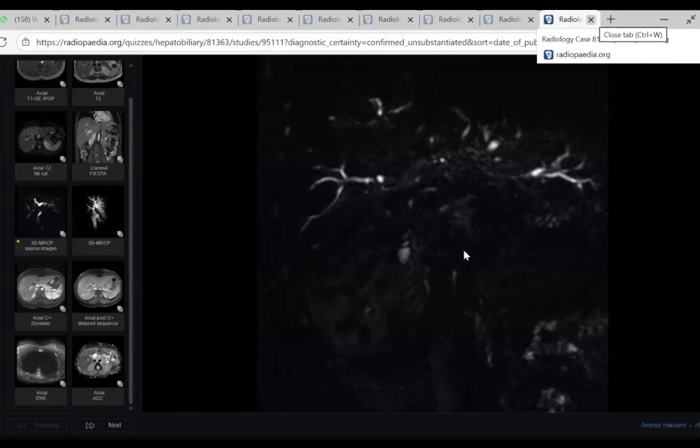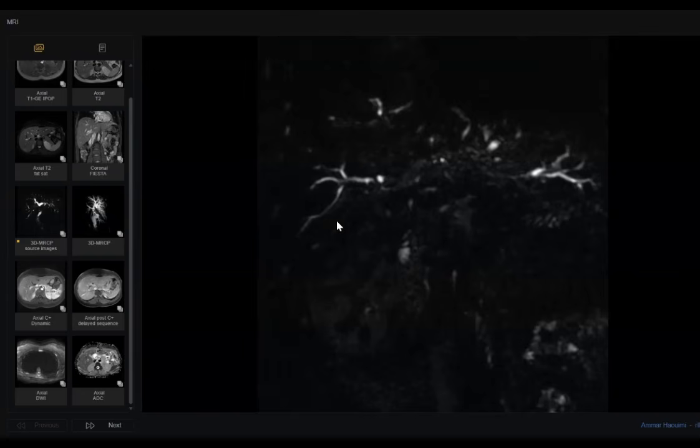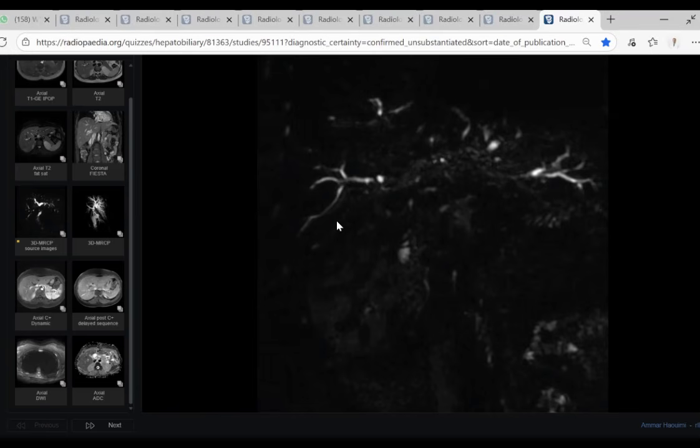Which contrast should you give? Probably non-ionic low osmolar contrast. No, I'm talking about the MRI. Which contrast, gadolinium or something else? So I think hepatobiliary specific. Excellent, hepatobiliary Primovist, and we should wait until 60 minutes to allow the maximum accumulation of the contrast outside the biliary duct.